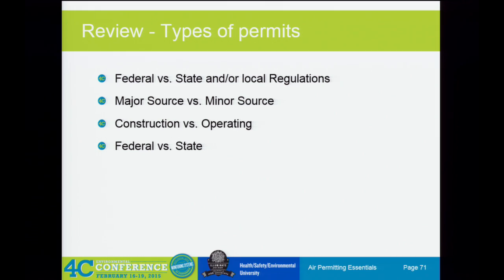So to review, we've talked about the difference between federal, state, and local regulations and how that changes our permitting requirements. We talked a little bit about how major sources are applicable to your PSD, non-attainment, and Title V permits versus the minor sources, which are authorized by the state level construction and operating permits. We didn't necessarily talk too much about construction versus operating permits, but the important thing to know with that is that your construction permits are your PSD and non-attainment permits, and your operating permits are Title V. Your construction permits you're going to need before you start construction, and your operating permits you'll need before you actually start operation of that unit.